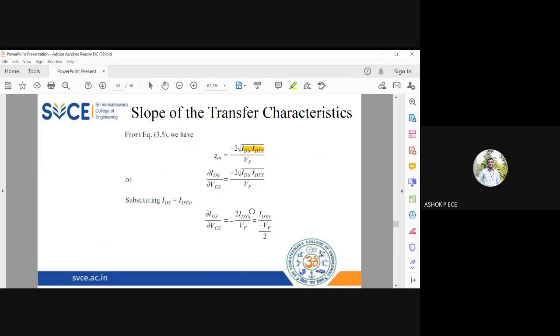Both are correct. And I am rewriting this one: IDSS by minus VP by 2. I'm just bringing the 2 to the denominator. You are understanding what I am saying here?